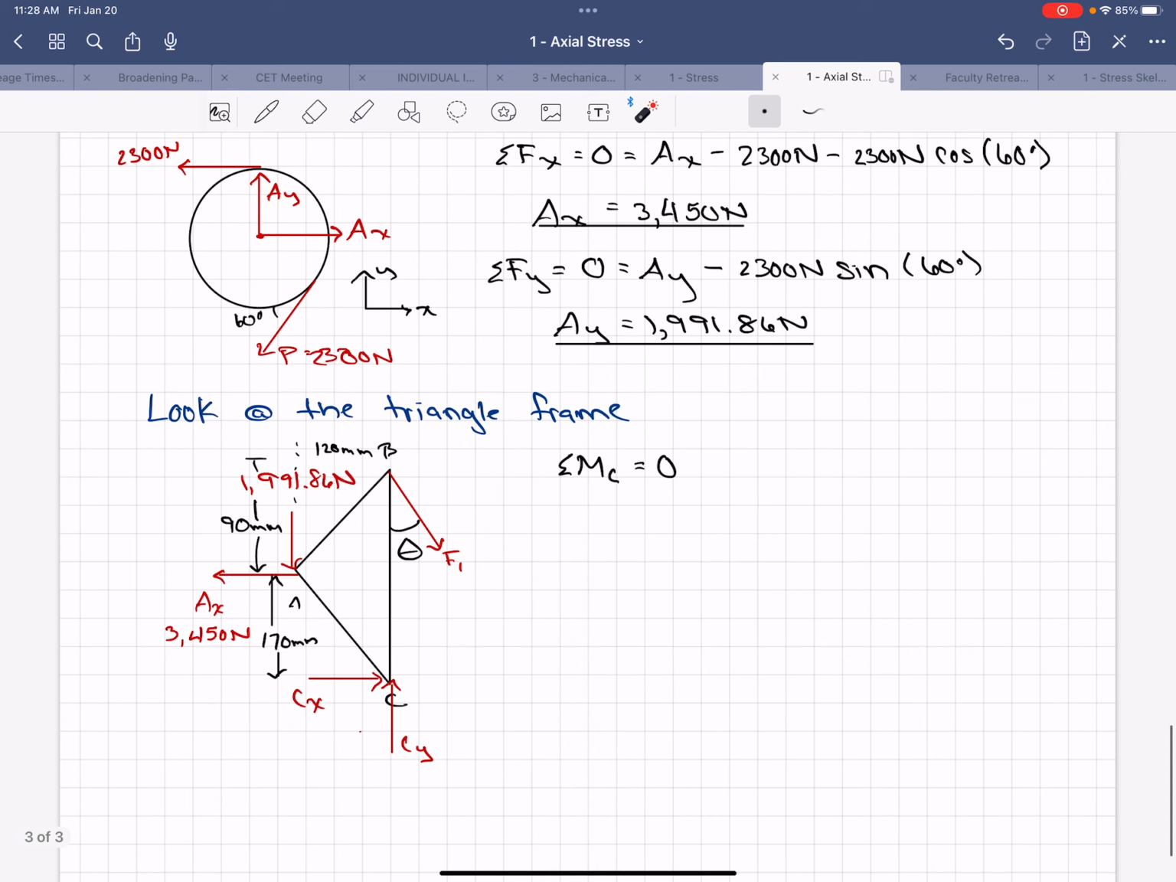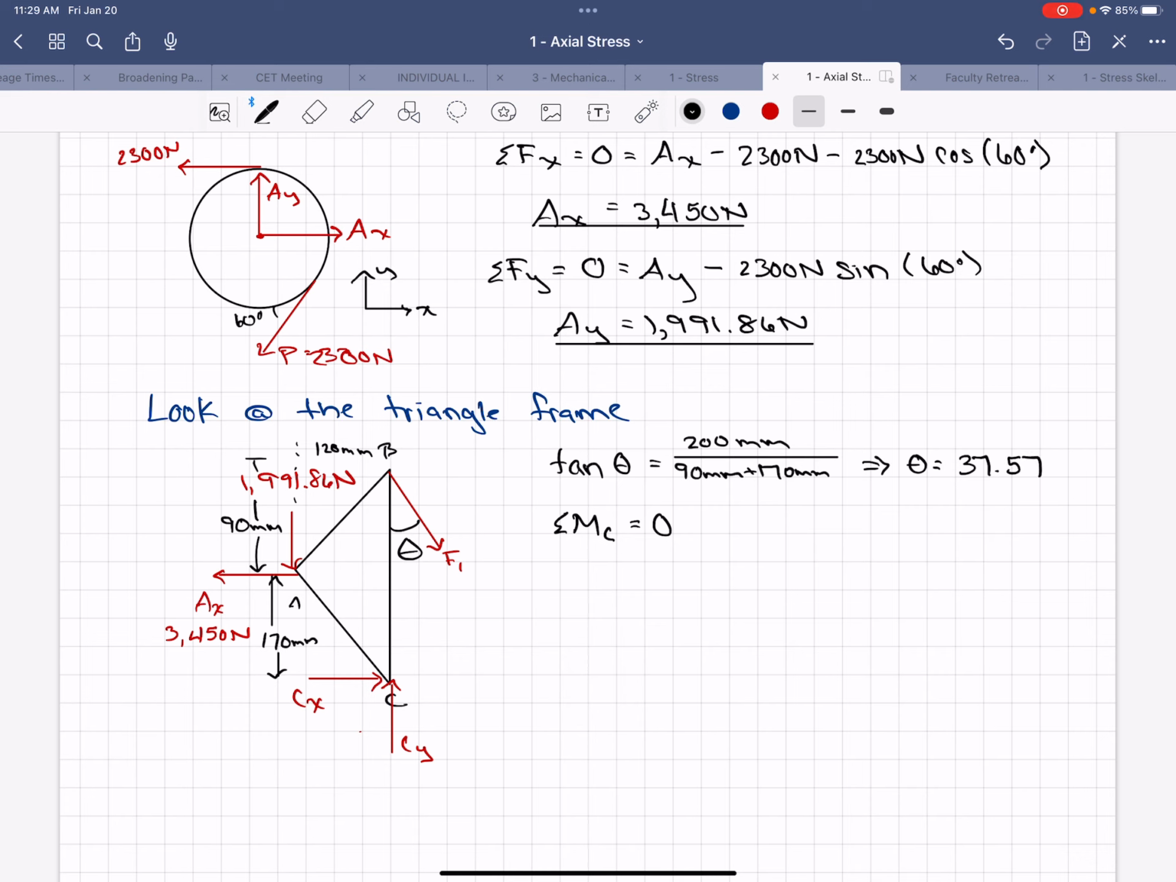So before we sum the moments, we're going to calculate theta. And that is tangent of theta equals the opposite distance of 200 millimeters all over the distance adjacent to that angle, which is 90 millimeters plus 170 millimeters. And we get that theta equals 37.57 degrees.